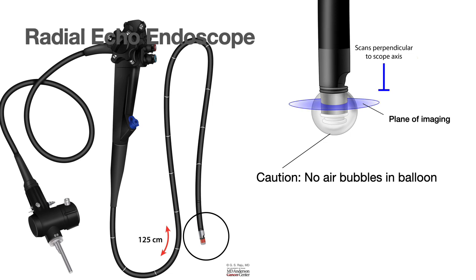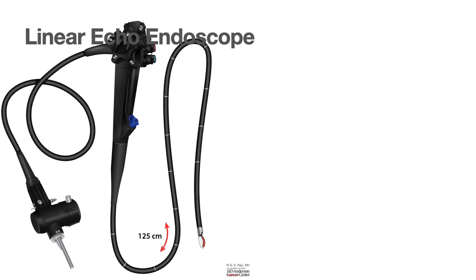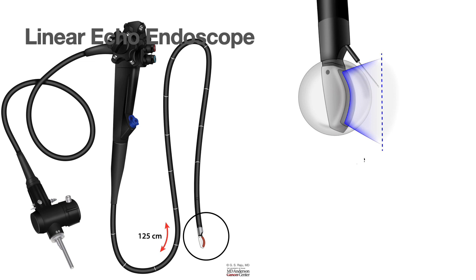How about a linear echoendoscope? Again, let us look at the end of the insertion tube in a little more detail. Here is a linear echoendoscope, and when you look at the plane of imaging, this is parallel to the scope axis. Unlike the radial one, which is perpendicular, a linear one is parallel to the scope axis. So that means you can actually see along the wall, but not a 360-degree view.